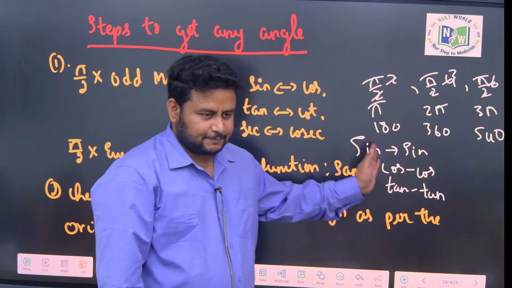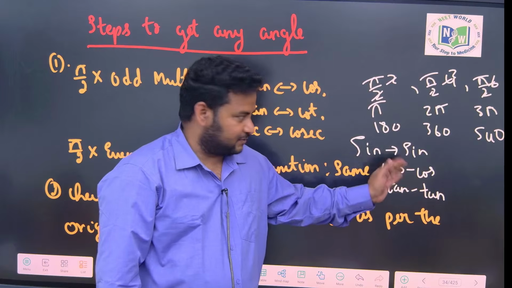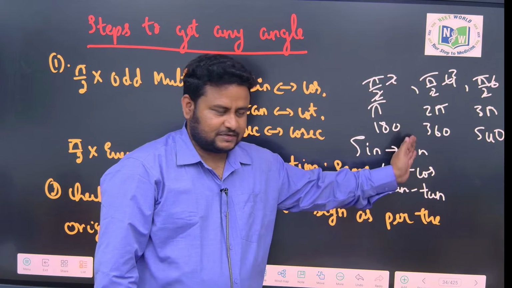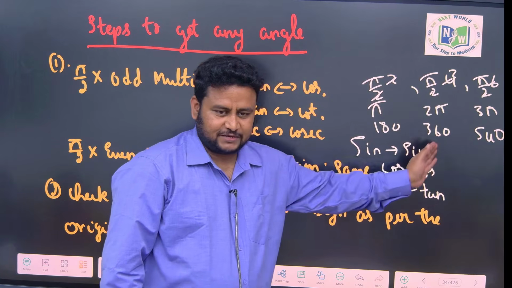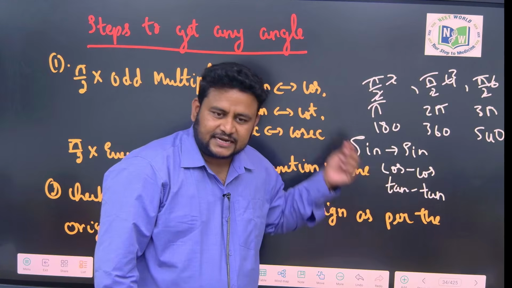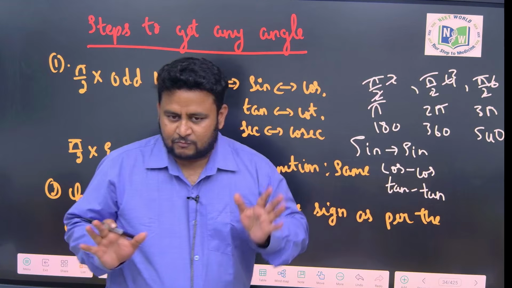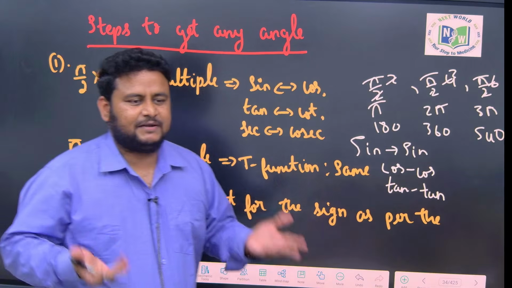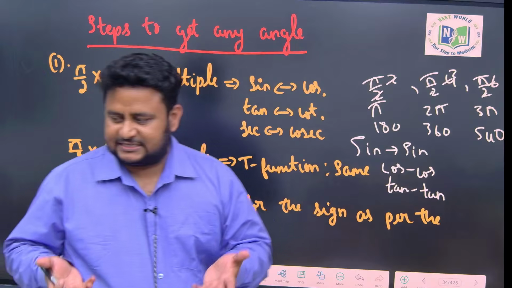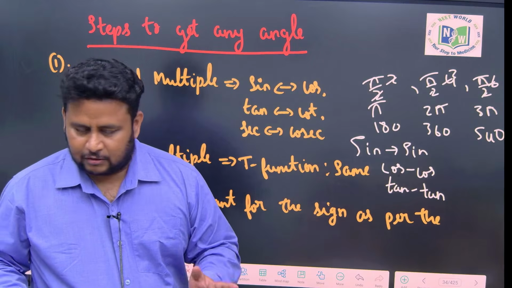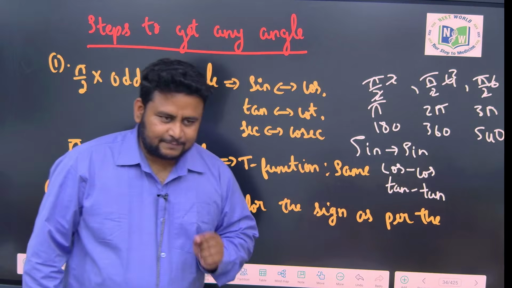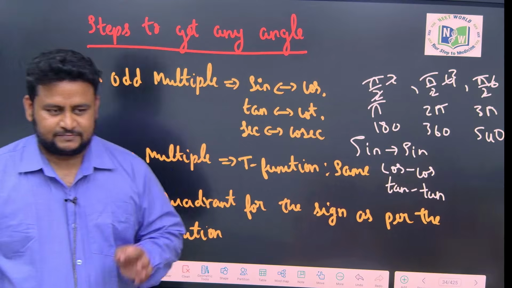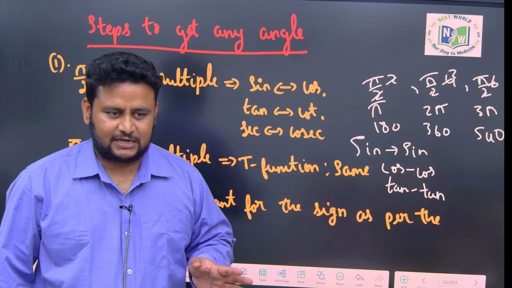Whenever you get an even multiple, 180 minus something, 180 plus something, 360 minus something, 360 plus something, 540 plus something, 540 minus something, the trigonometric function will remain the same. Sin will remain sin, cos will remain cos, tan will remain tan, and the same goes for cot, secant and cosecant. Clear, no? Now another important thing you have to remember is about the quadrants. The ASTC rule will apply here also.